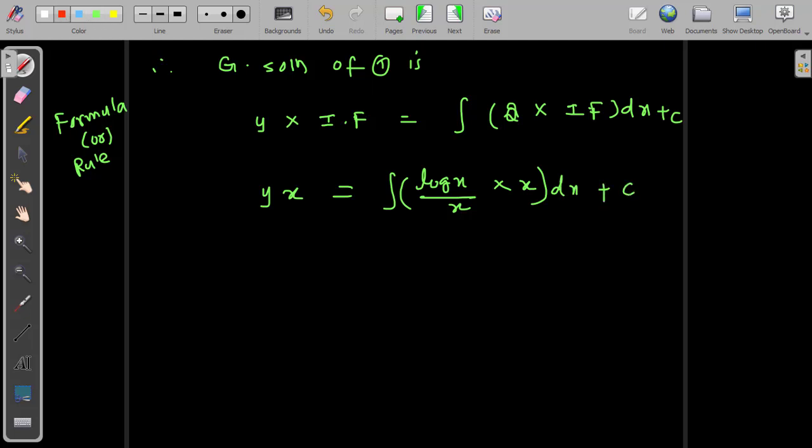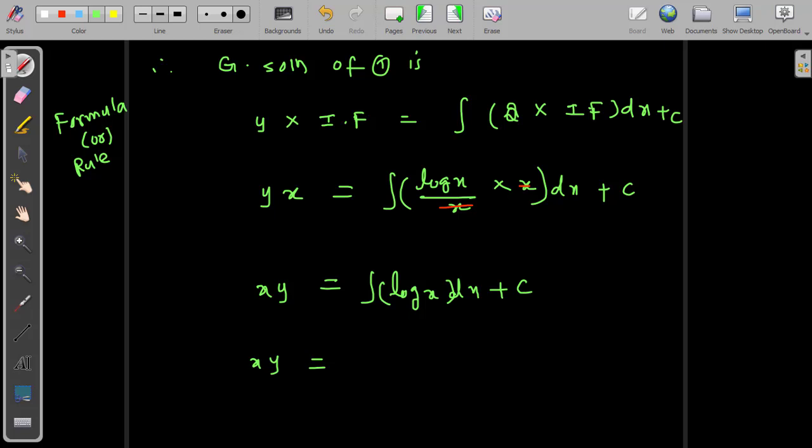If you look here, x and x get cancelled out. Now we are left with x y equal to only the integral of log x dx plus c. We have a direct rule for the integration of log x. Otherwise, you can use Euler's method, or rather integration by parts.